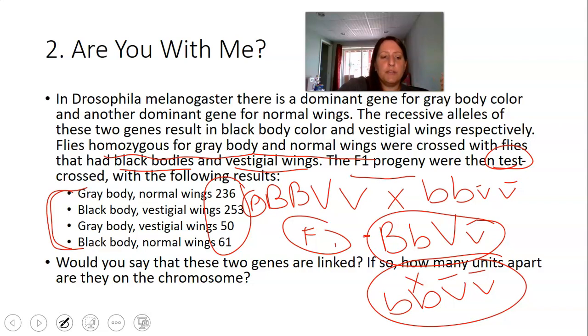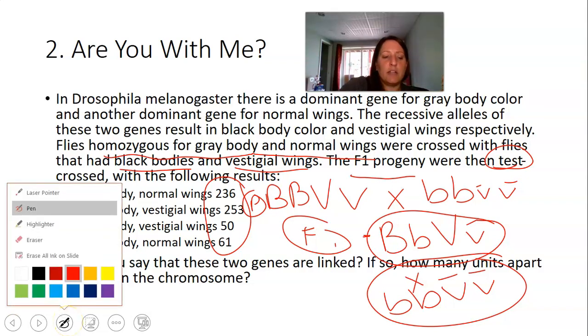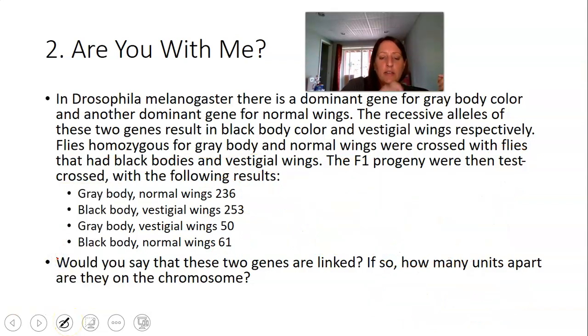So let me erase this stuff. And I don't actually think I need the next slide. I think I can do this right on here. So how am I going to figure out how many map units apart? I need to figure out the recombination frequency. Remember that 1% recombination equals 1 map unit. I need map units, so how do I get percent recombination?